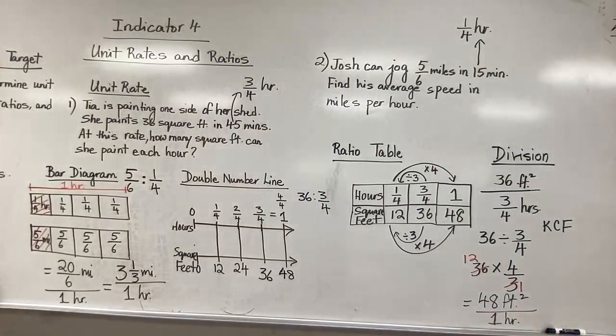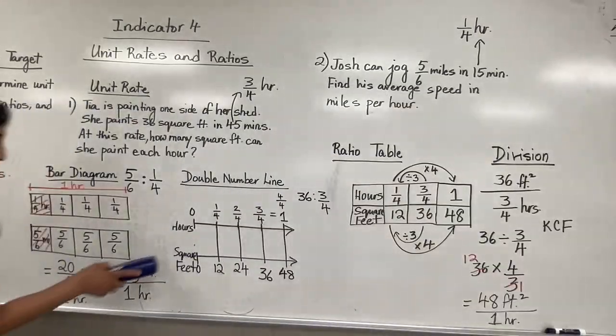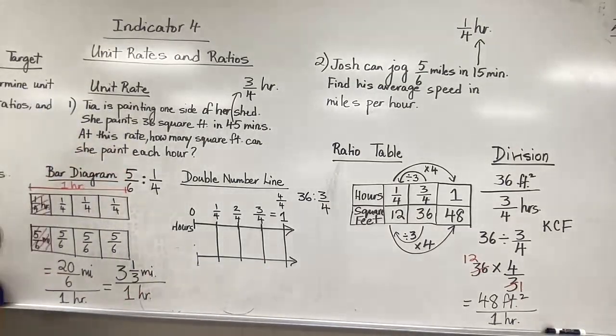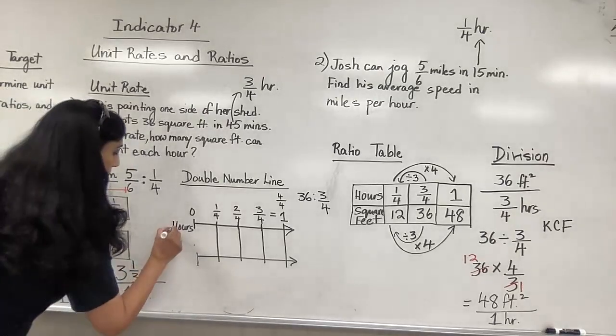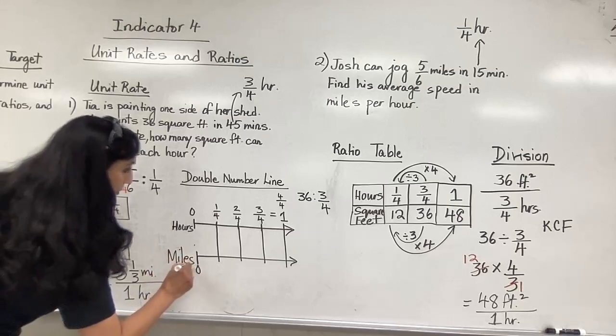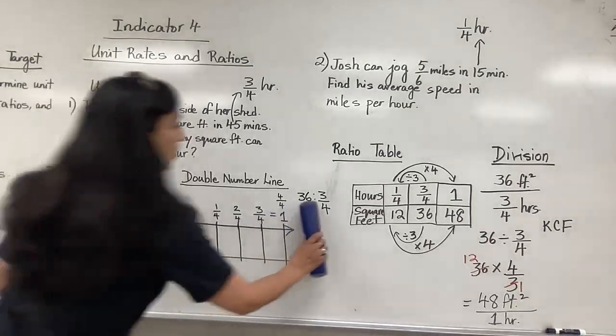Okay. In order to try the double number line, again, I am going to break them apart into 4 different parts for the hour. And the top number is going to represent the number of hours, and the bottom is going to represent the miles. So top is going to represent the hours, and the bottom is going to represent the miles.